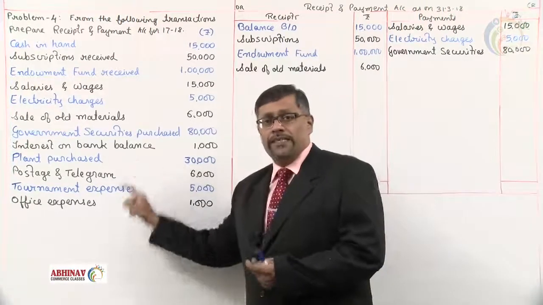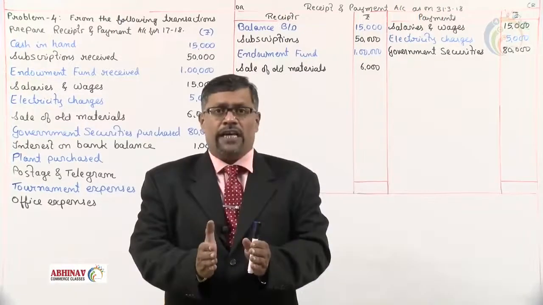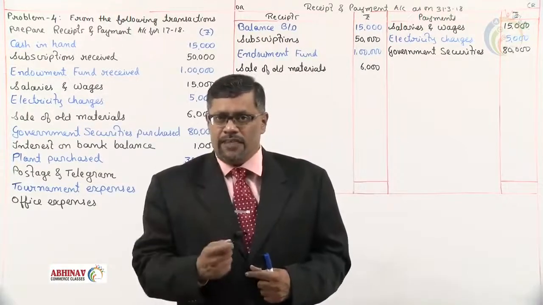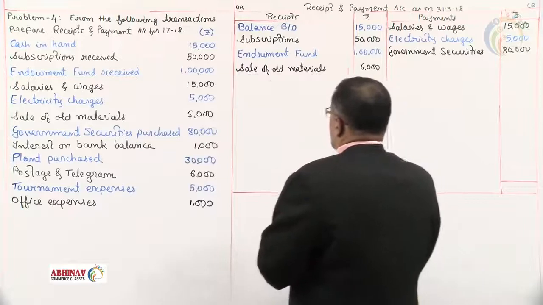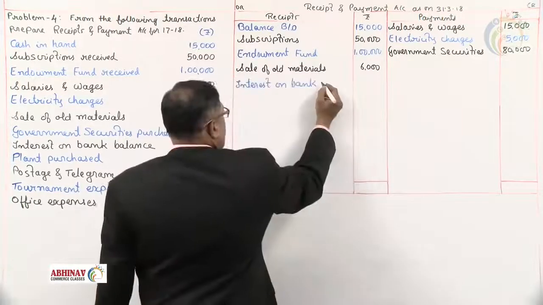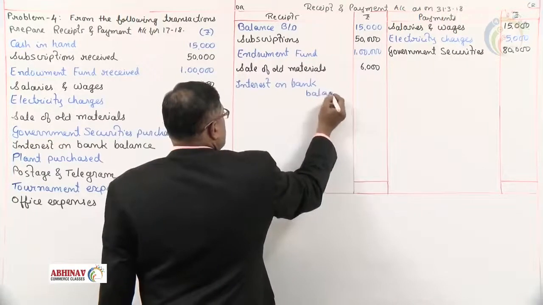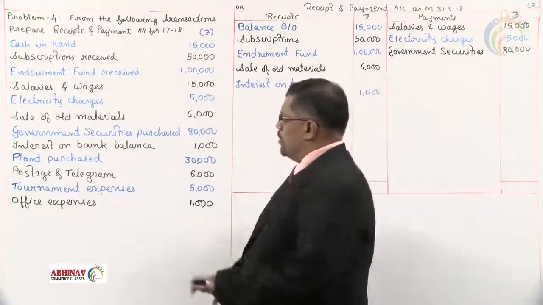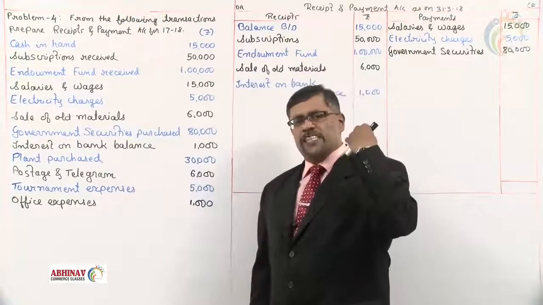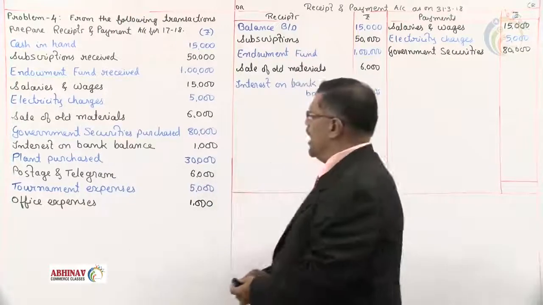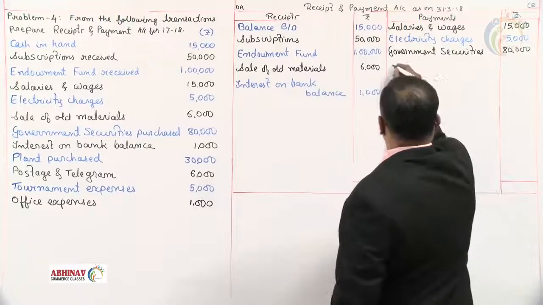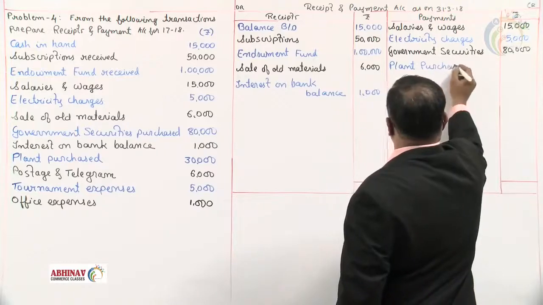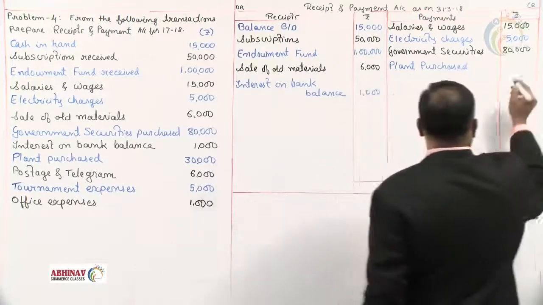Interest on bank balance. The non-trading organization has a bank balance from which they are receiving the interest. Interest received is a receipt. Cash comes in, show it as a receipt. Interest on bank balance, rupees 1,000. Next, plant purchased. What goes out? Cash. It's a payment on the payment side. Plant purchased worth rupees 30,000.